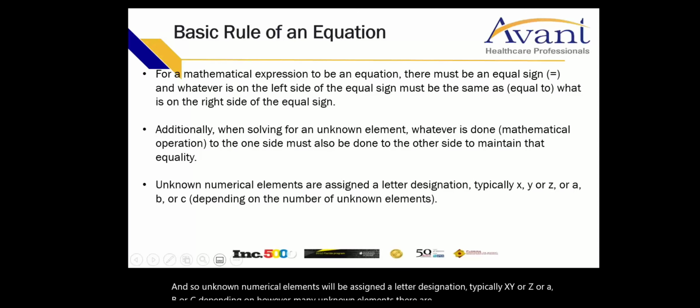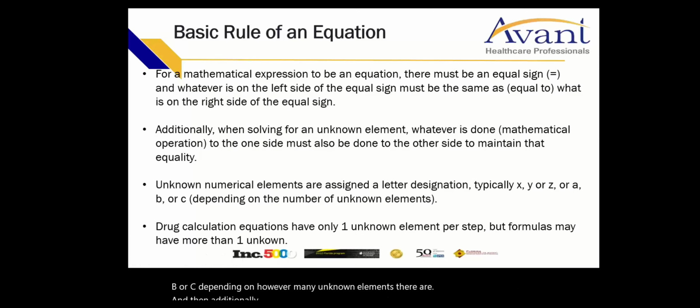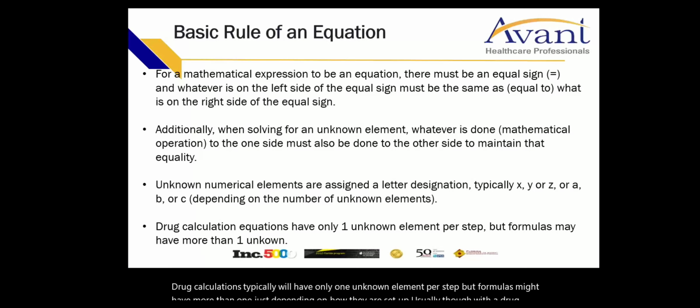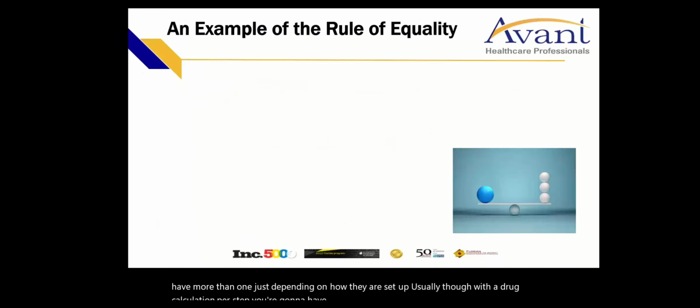Additionally, drug calculations typically will have only one unknown element per step, but formulas might have more than one, just depending on how they're set up. Usually, though, with a drug calculation, per step, you're going to have only one unknown element. All right, so here's our rule of equality.